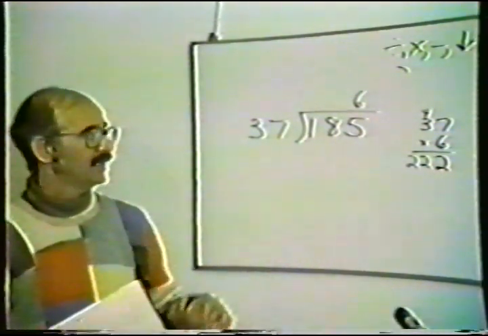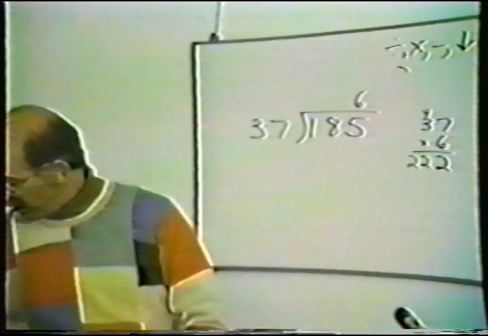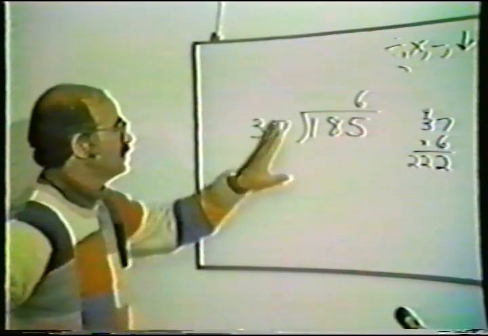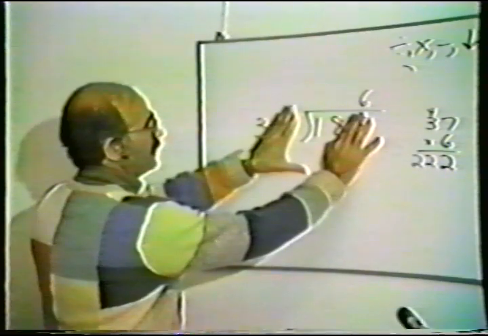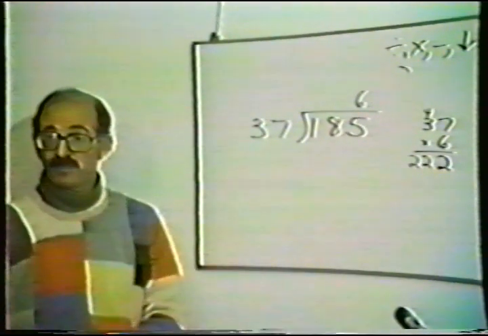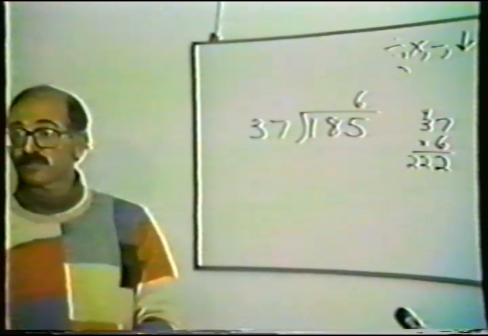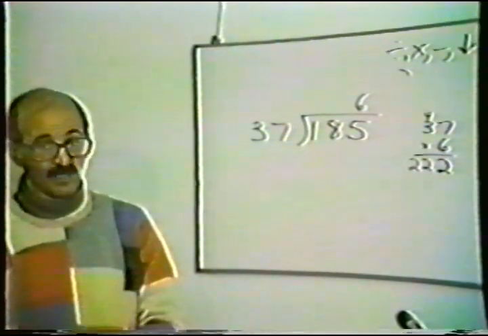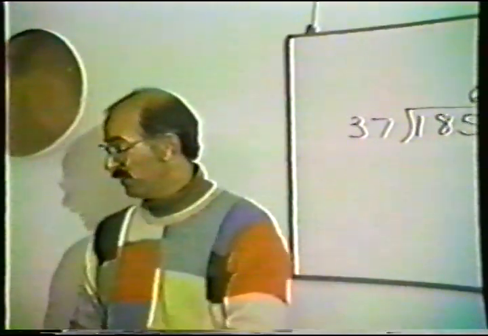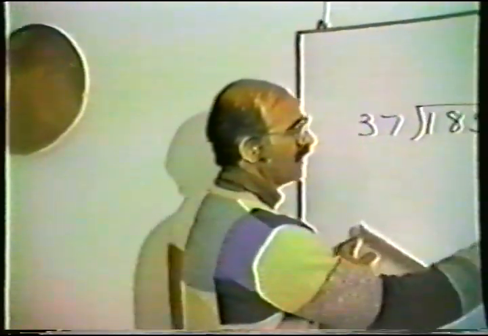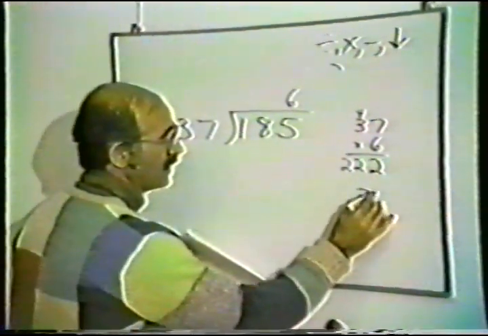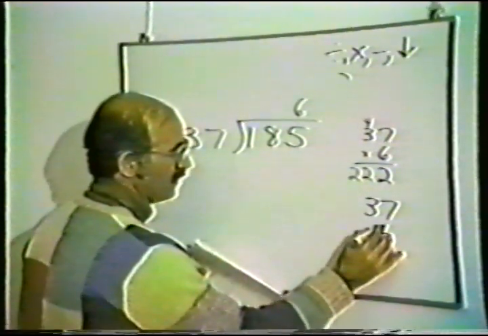have that many. So this method of covering up these two numbers is just to give us an estimate, but sometimes that estimate is too high. Sometimes it's just right, but sometimes it's too high. And when it's too high, we just try the next number down.